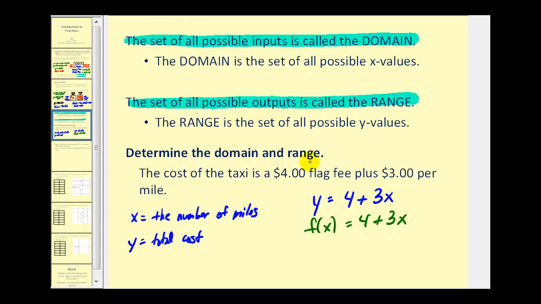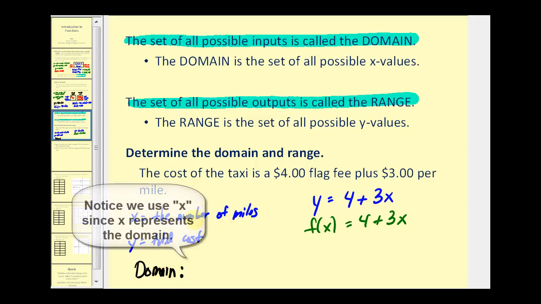So now when we talk about the domain and the range, we're talking about what are the possible values for x. And x represents the number of miles the taxi would drive. So we could get in the taxi and then get right out, and we still have a $4 fee. So it could equal 0, but x could never be negative because we can't drive negative miles. So the domain would be any number that is greater than or equal to 0.